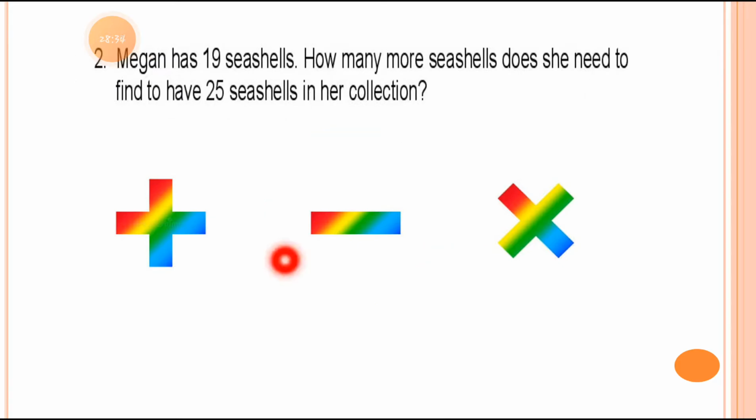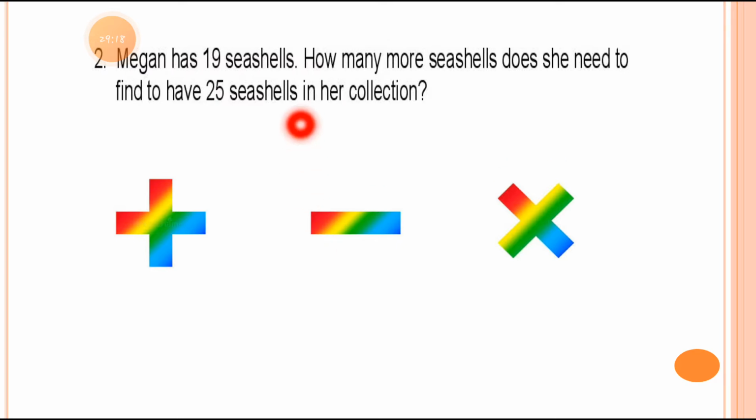Now let's see the next example. Megan has 19 seashells. How many more seashells does she need to find to have 25 seashells in her collection? So Megan already has 19 seashells and she wants to make it 25. So how many seashells does she add to the 19 to get 25? So what to do? You have to cut 19 from the 25. So you will get the answer of how many seashells she needs.